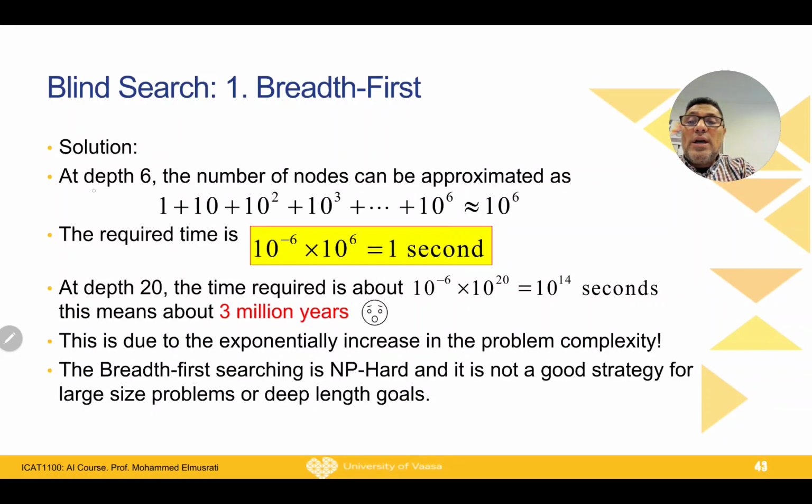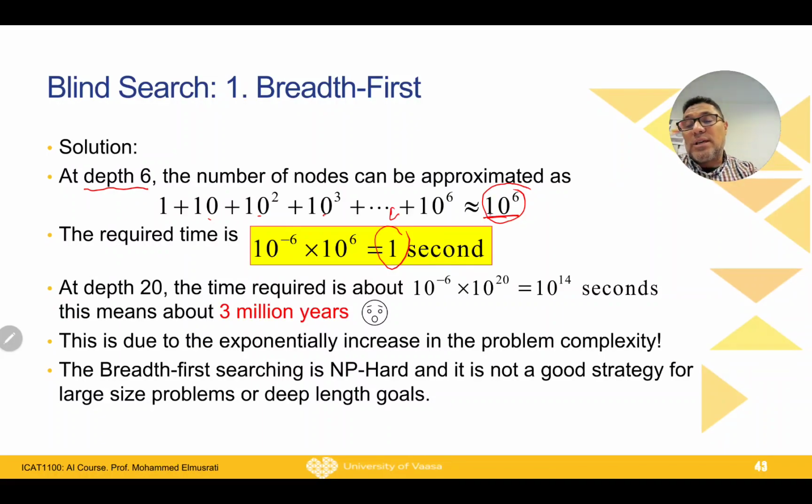computer and this requirement, if we have up to depth 6, we will have 1 plus 10 plus 10 squared plus 10 cubed until 10 to the power 6. Because the number is exponentially increasing, the total is actually close to 10 to the power 6, because the term before it is 10 to the power 5, which is much smaller, only 1 over 10. So we can approximate it as 10 to the power 6. And since the computer solves 1 million per second, to reach depth 6 it will need only 1 second.